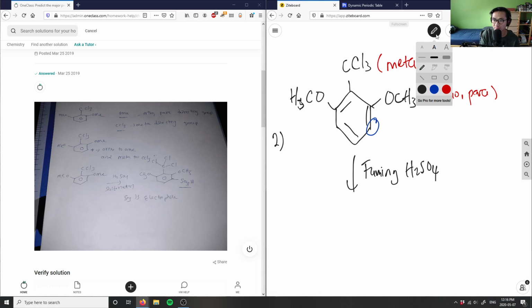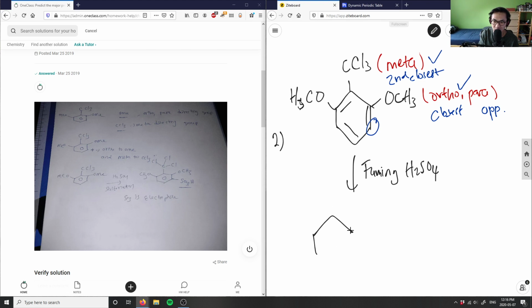So let me write this down for you. So this would be closest. And this would be second closest. And this would be the opposite, right? Opposite away. So if I'm fulfilling meta here, which is the second closest, this point, and I'm fulfilling ortho here, which is this point or this point here, this solution here is correct, and basically it's going to sulfonate at this point here.